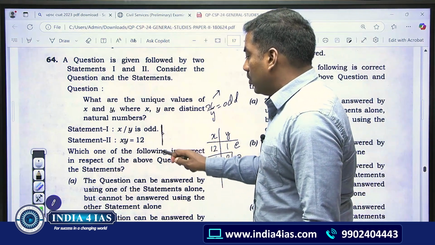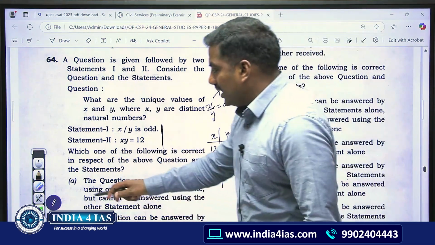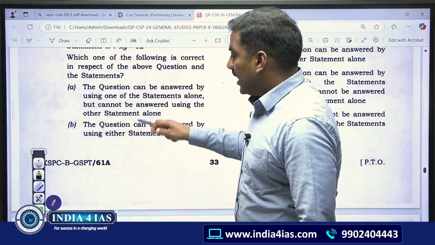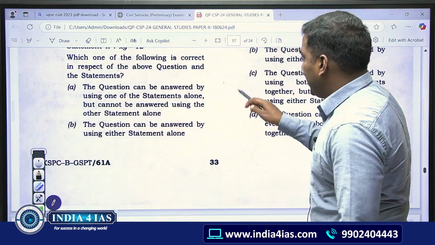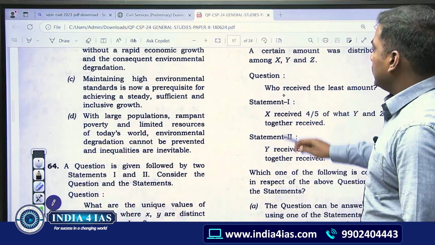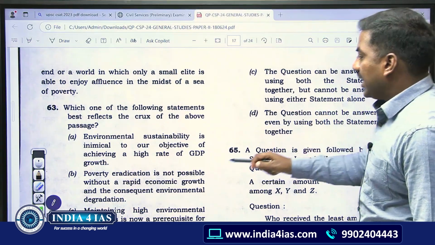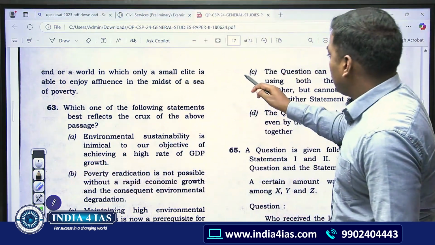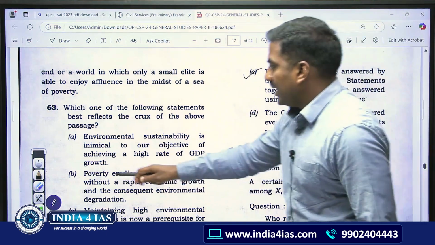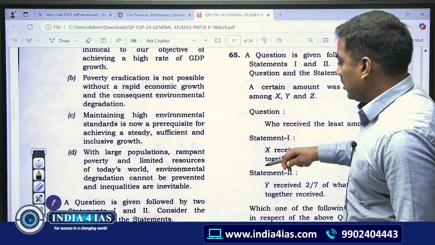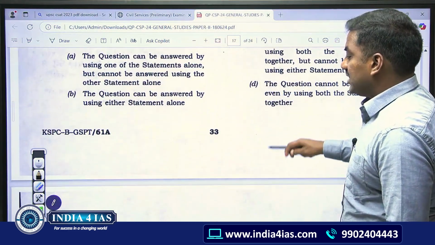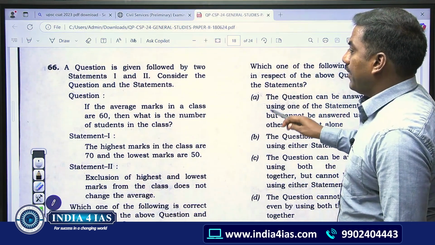So by using both the statements, we can answer. Again, in this case, the answer is C. By using both the statements, we can get to the answer. This is what we have to tick. Next question. 65 is also done. We'll go to 66. Yeah, same thing.